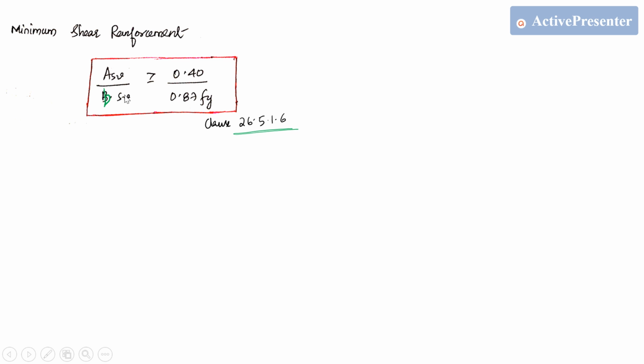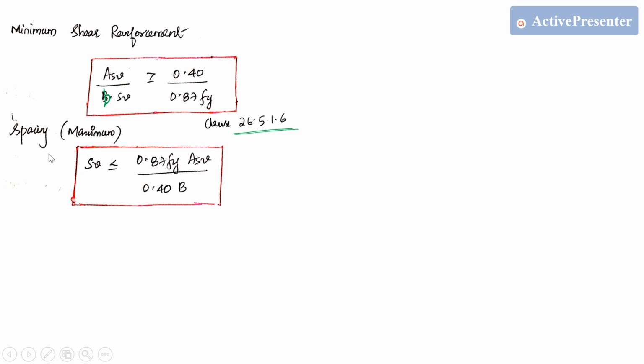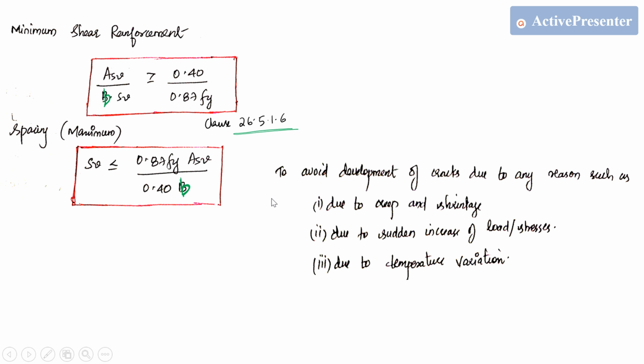So rearranging this, I can write the maximum spacing: SV must be less than or equal to 0.87 fy ASV divided by 0.4 into small b. Okay, that is the width of the beam. That is, the code gives in clause number 26.5.1.6 the minimum shear reinforcement. So based on this, the maximum spacing based on this minimum shear reinforcement is SV less than or equal to 0.87 fy ASV by 0.4 b.